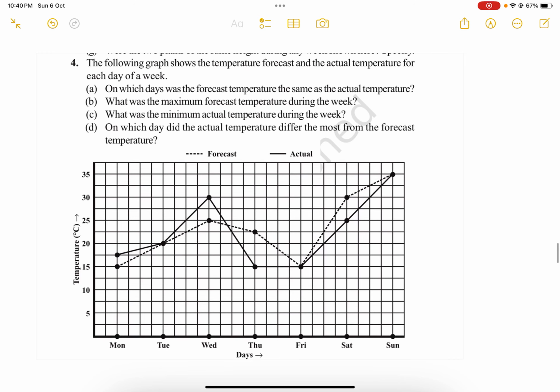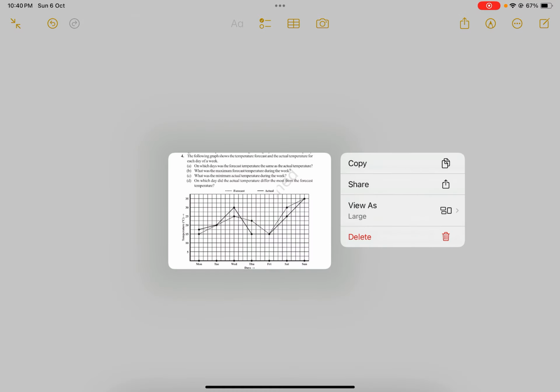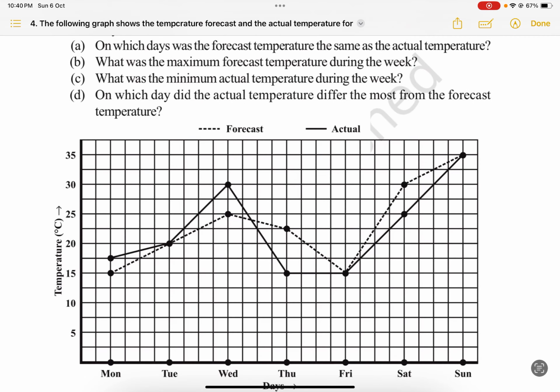Now, the following graph shows the forecast temperature and the actual temperature for each day of a week. So now, on which days was the forecast temperature the same as the actual temperature? Now the days are given, and this is the temperature. Now the dotted line is the forecast, and the actual temperature is the dark line. So what is the first question? On which days was the forecast temperature the same as the actual temperature?